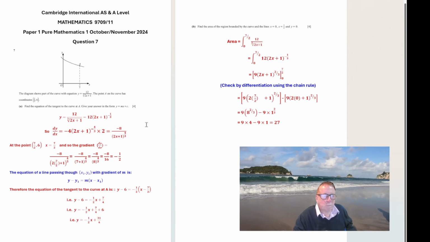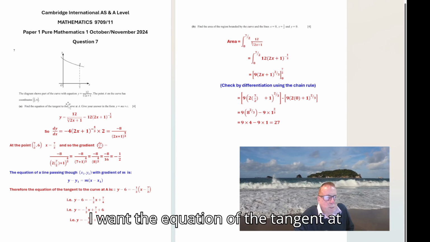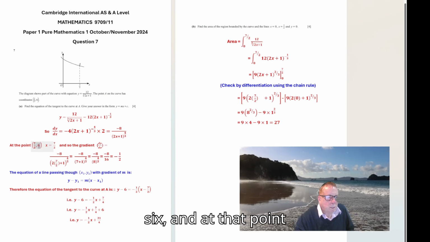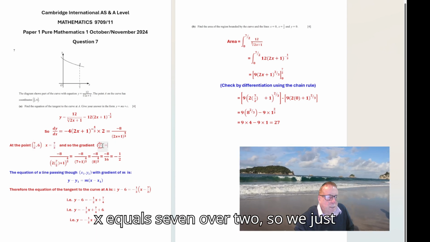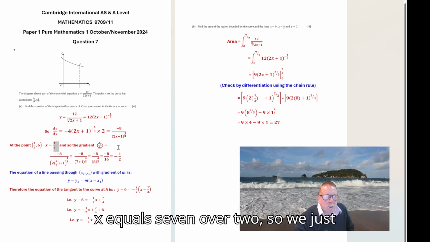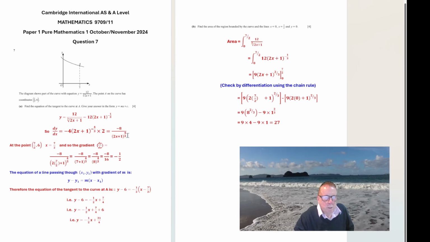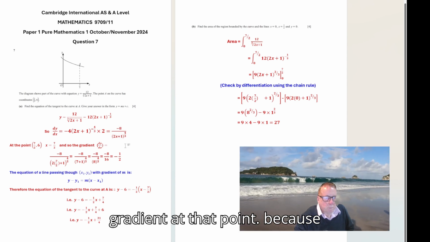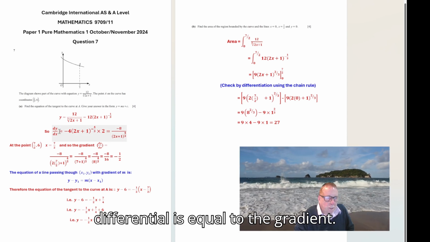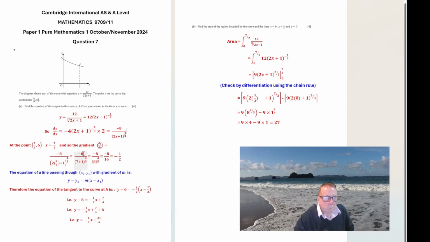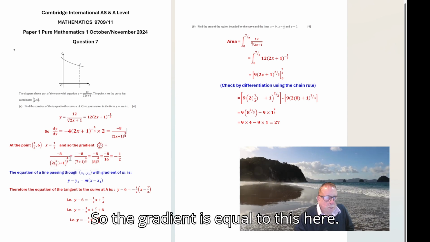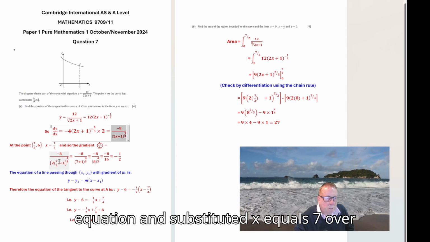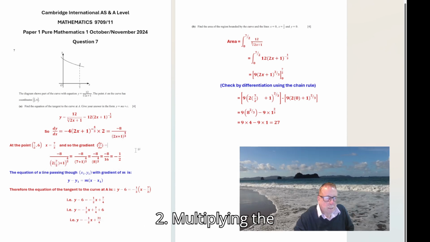We want the equation of the tangent at this particular point, where x equals 7 over 2 and y is 6. So we just have to substitute this 7 over 2 into this equation here to find the gradient at that point, because the differential is equal to the gradient. So the gradient is equal to this here. You notice that I've just taken this equation and substituted x equals 7 over 2.